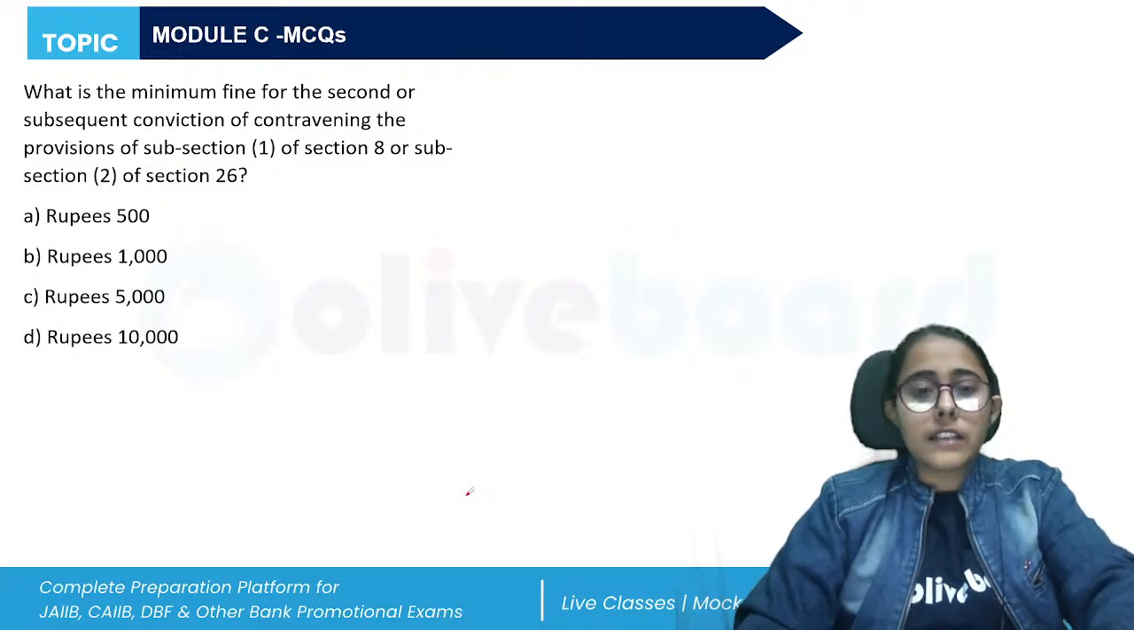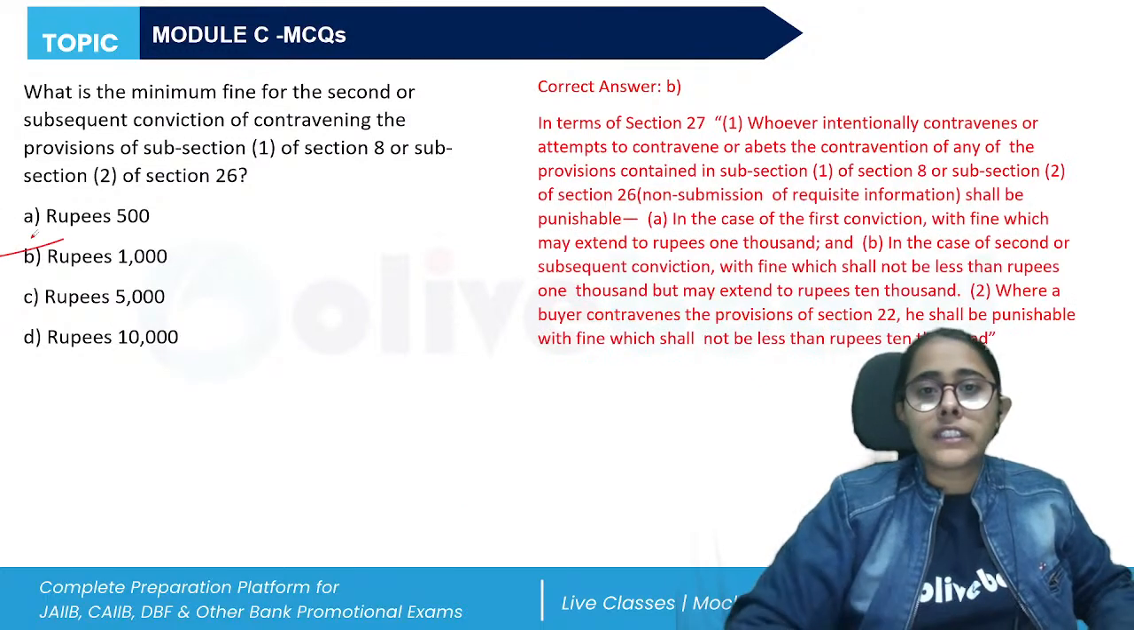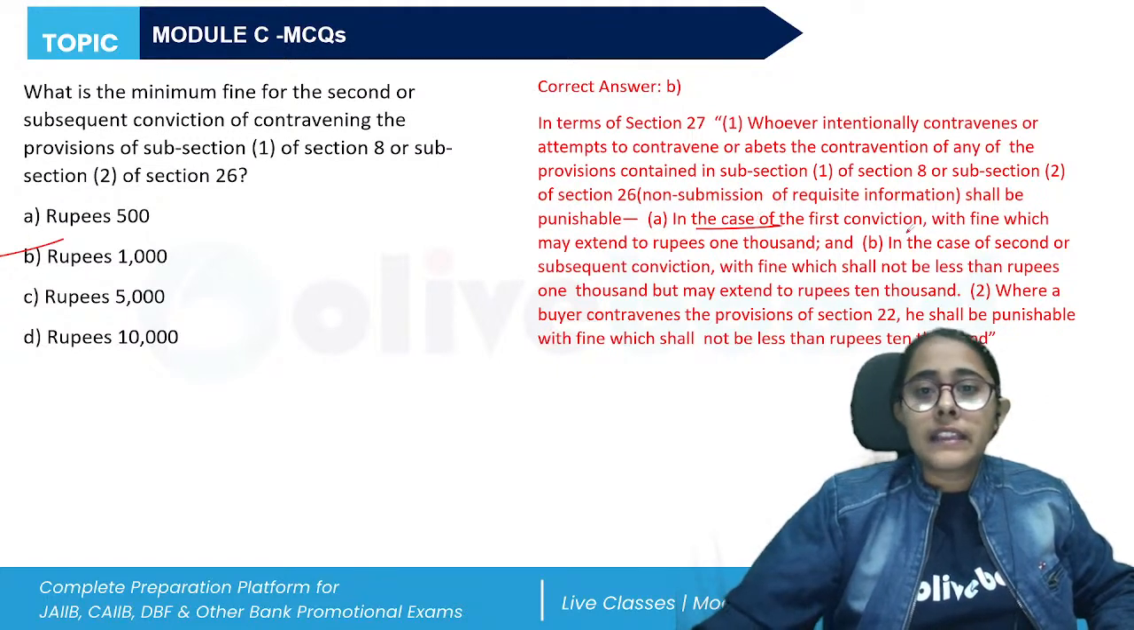Okay, so the correct answer here will be option B, that is rupees 1000. In terms of section 27, whoever intentionally contravenes or attempts to contravene any of the provisions contained in section 1, then they shall be punishable. If this conviction is done for the first time, then the fine extends up to rupees 1000.